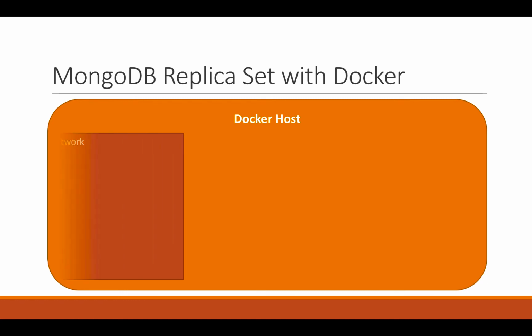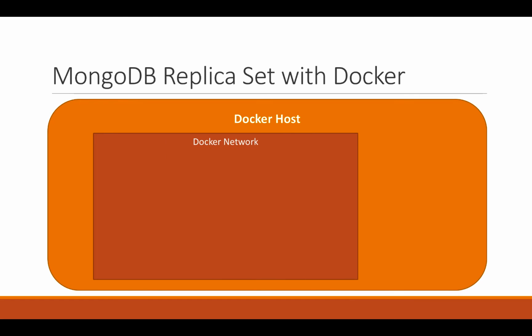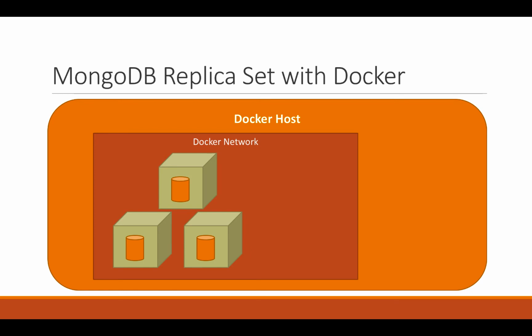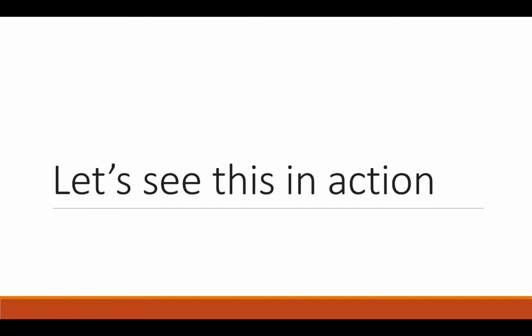Within our Docker host, we can create a Docker network which would give us isolated DNS resolution across containers. Then we can start creating the MongoDB Docker containers. They would initially be unaware of each other. However, we can initialize the replication by connecting to one of the containers and running the initialization command. And finally, we can deploy our application container under the same Docker network. Let's see this in action, shall we?